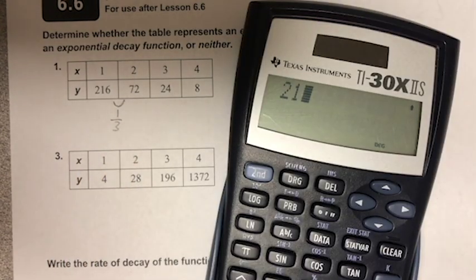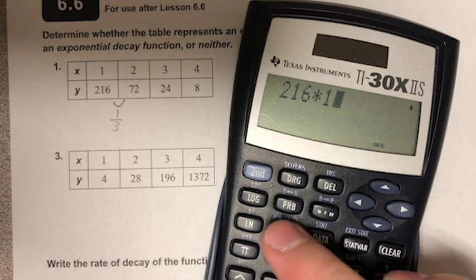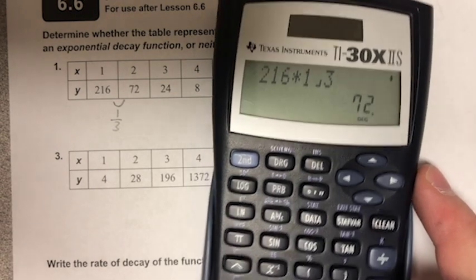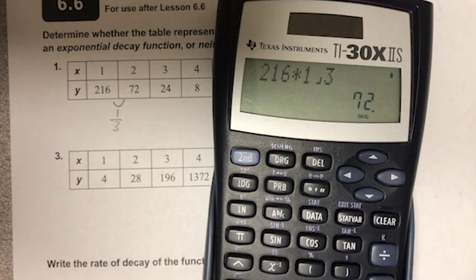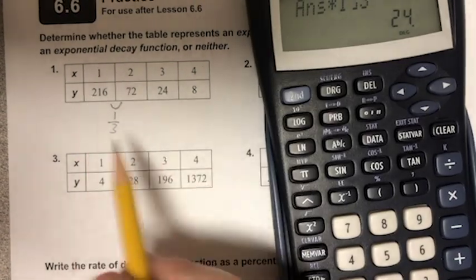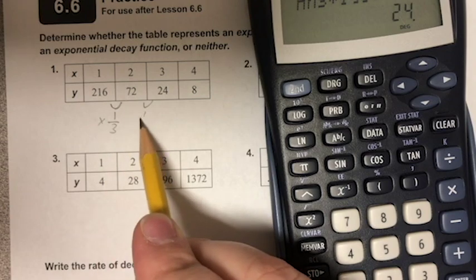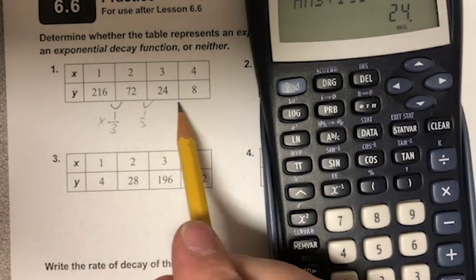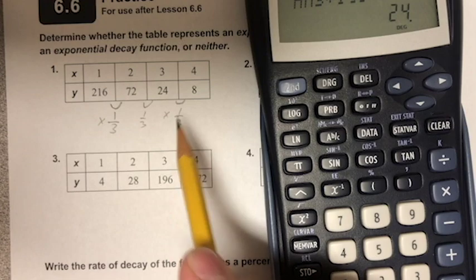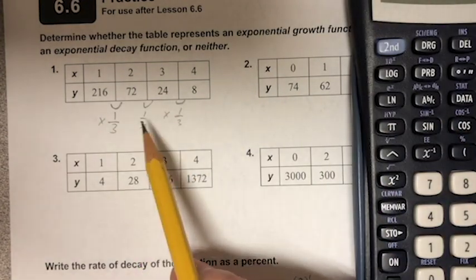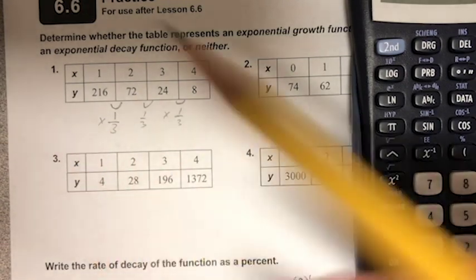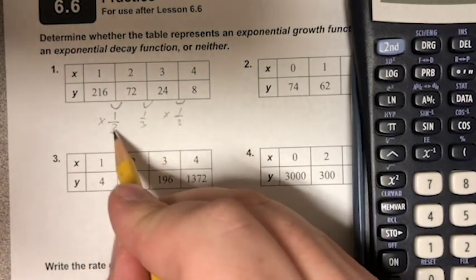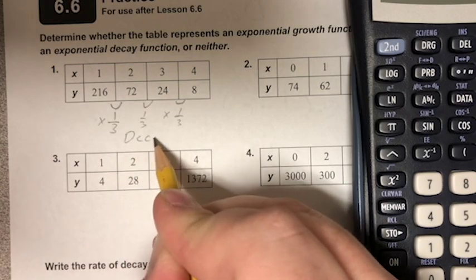We could prove it. 216 times 1/3 gives me 72. And if this pattern continues, we should be multiplying by 1/3 again. So I'm going to multiply by 1/3 again, and we should get 24, and we do. And then if we do it one last time, we will also see that we are multiplying by 1/3. And since I'm multiplying by a fraction, a decay factor, this is indeed exponential decay.